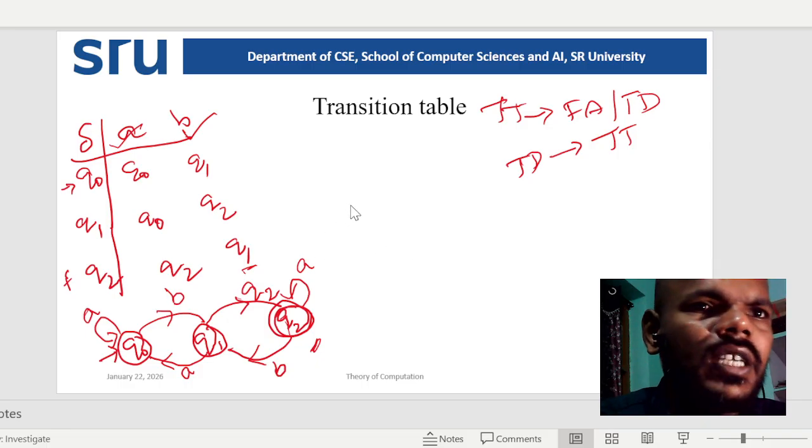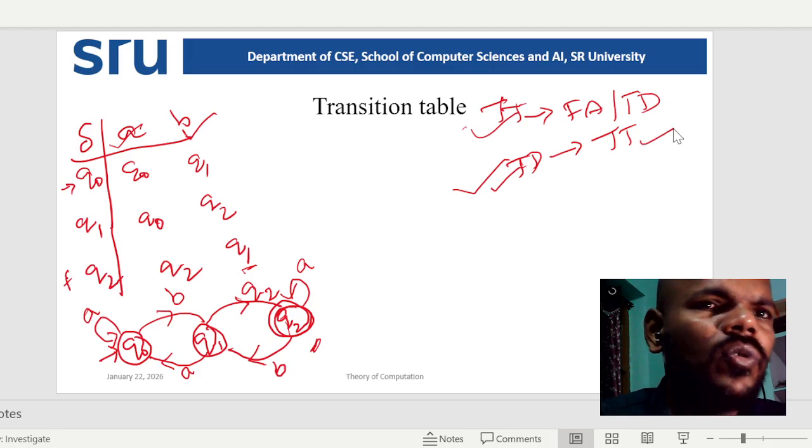I hope you understand everything about how to construct the finite automata transition diagram from the transition table, and if a transition diagram is given, how to construct the transition table. I hope you don't need to discuss this much more. It is very simple. If a transition diagram is given, you have to construct the transition table. If a transition table is given, you have to construct the transition diagram.